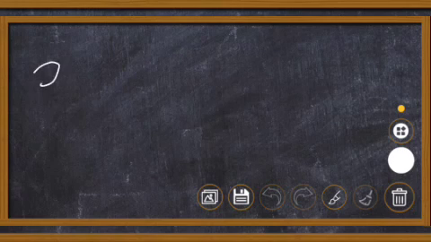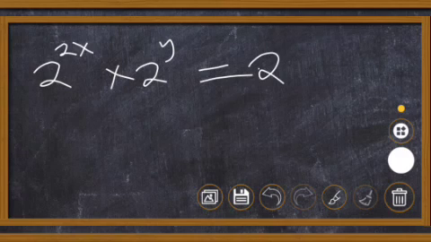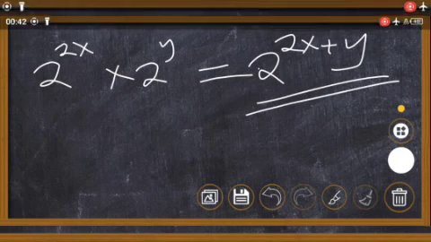You may have, let's say, 2 power 2x multiplied by 2 power y. Since we are multiplying the same bases, it means we are going to add the powers. So you rewrite one base and then add the powers. That is 2x plus y. So this is the answer.